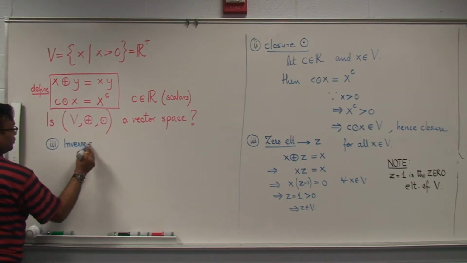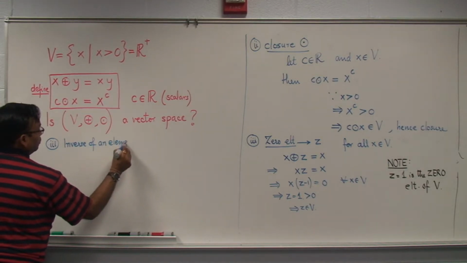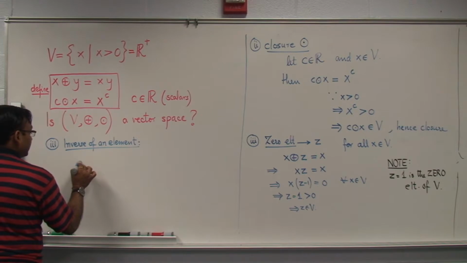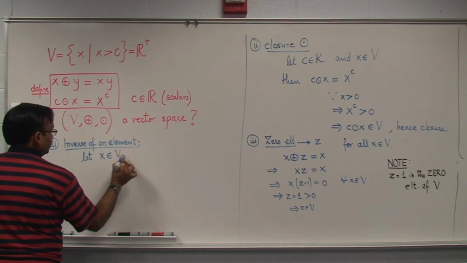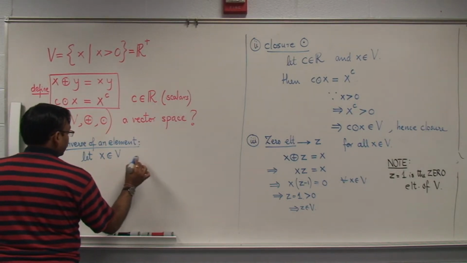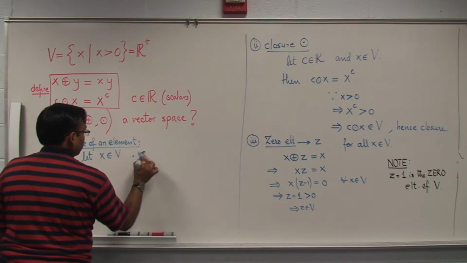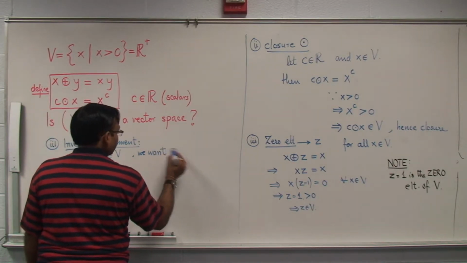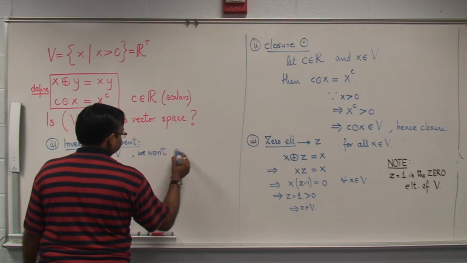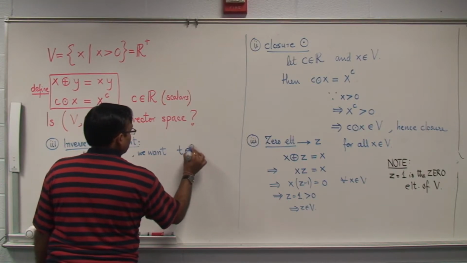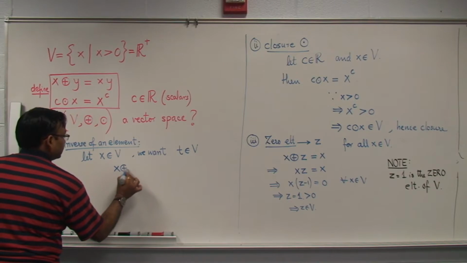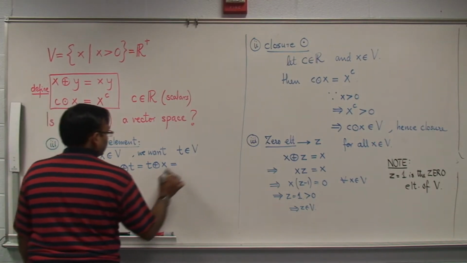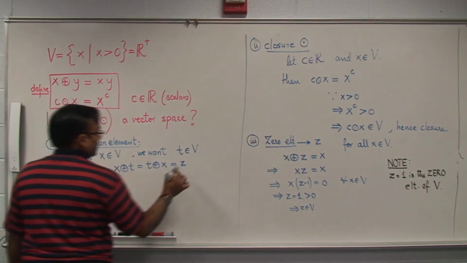So inverse of an element. Suppose X is in V. Then we are looking for an element. Let me call it Y. Fine, now I'm using Y over there, so let me use something else. We want some T inside V such that X plus T would give me the same thing as T plus X, and that would give me the so-called zero vector. Remember, Z is our zero vector.